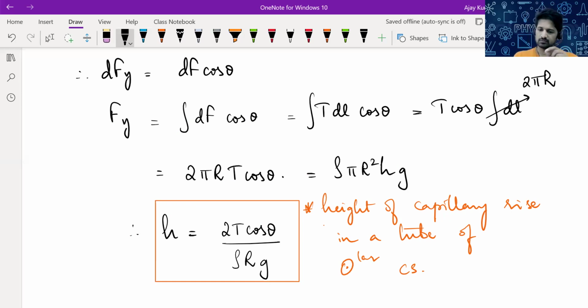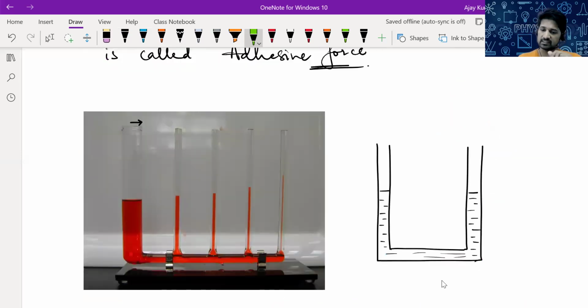Right. So observe how this height depends on the radius. Height is inversely proportional to cross-sectional radius of the tube. So smaller or narrower the radius, greater will be the height to which liquid will rise in the tube. And that is what you see in this picture. The last tube has the narrowest radius, or the least radius, and in that you see the greatest height to which water rises.